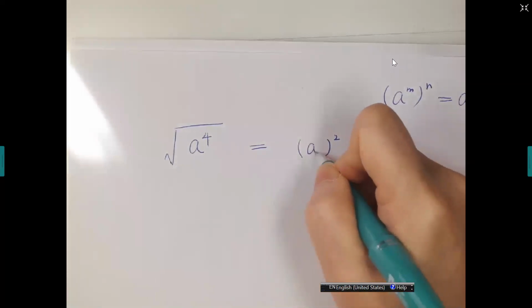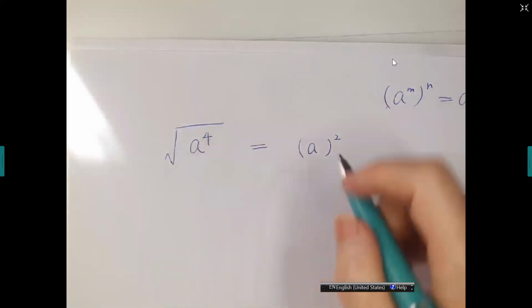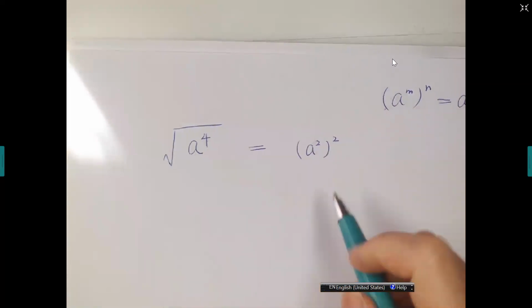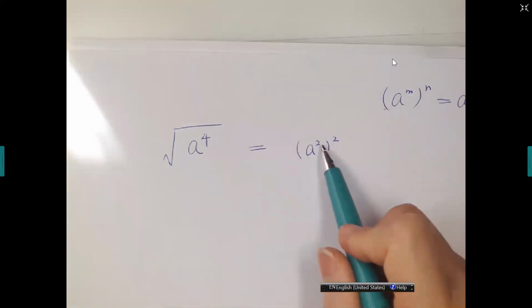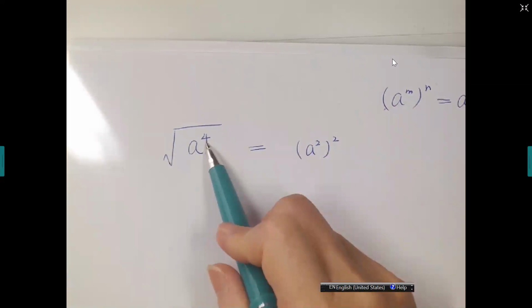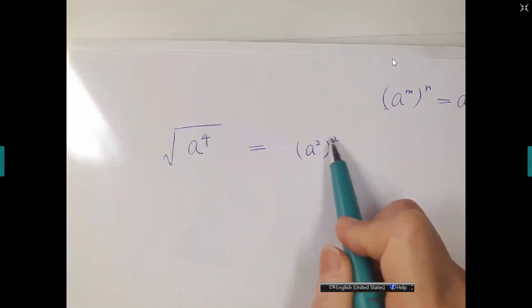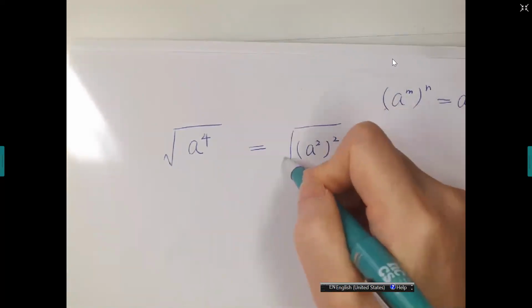So a raised to the power of what? We'll get a to the 4th. A squared, see, a squared squared. We keep a, 2 times 2 equals 4. Therefore, a to the 4th can be seen as a squared, then squared. Take the square root now.